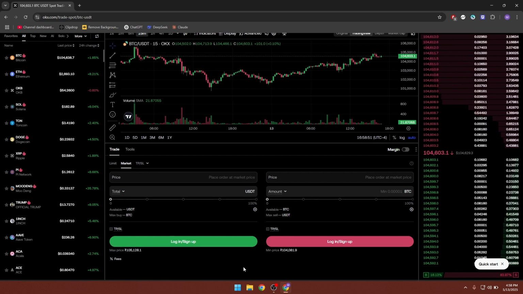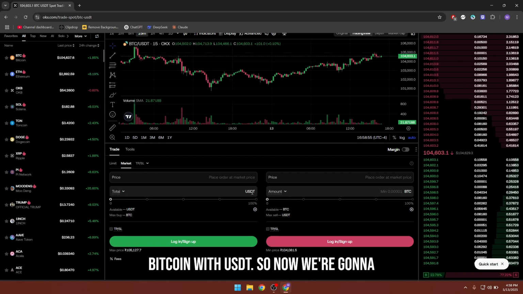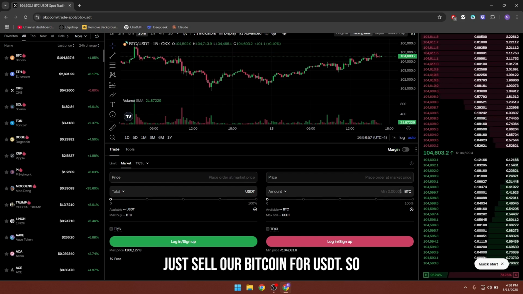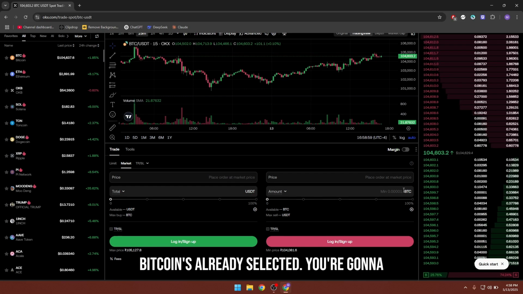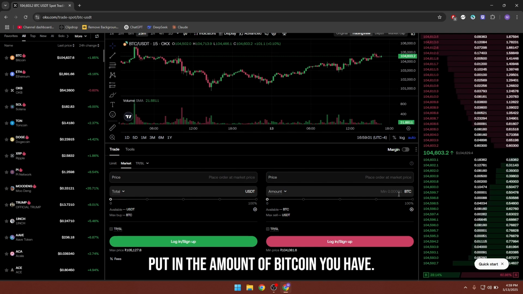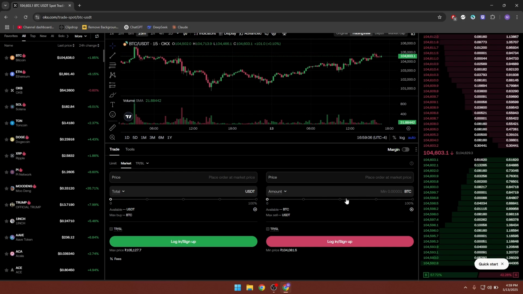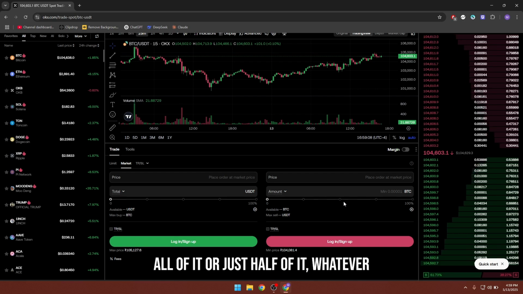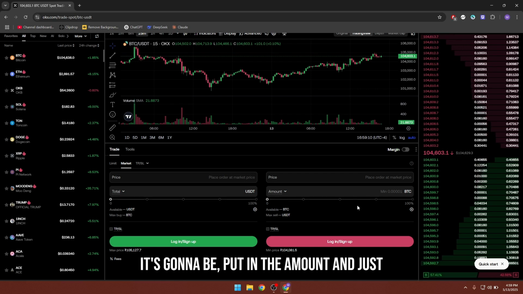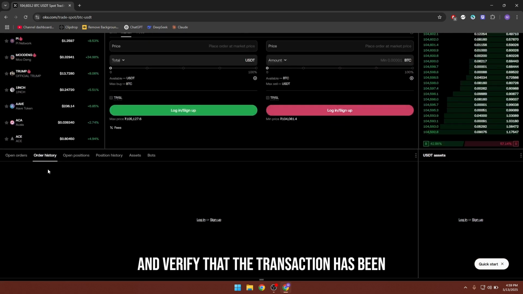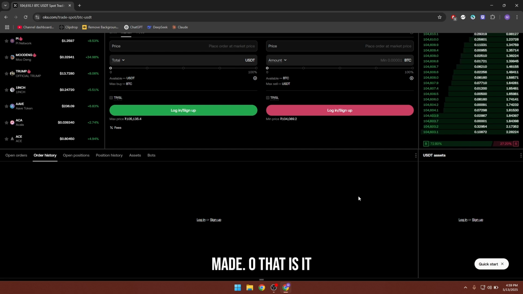For selling, nothing different. We bought Bitcoin with USDT, so now we're going to sell our Bitcoin for USDT. Bitcoin's already selected. You're going to put in the amount of Bitcoin you have. Use the slider to make portions of it if you want to sell all of it or just half of it, whatever it's going to be. Put in the amount and just sell Bitcoin. Go down to order history and verify that the transaction has been made.